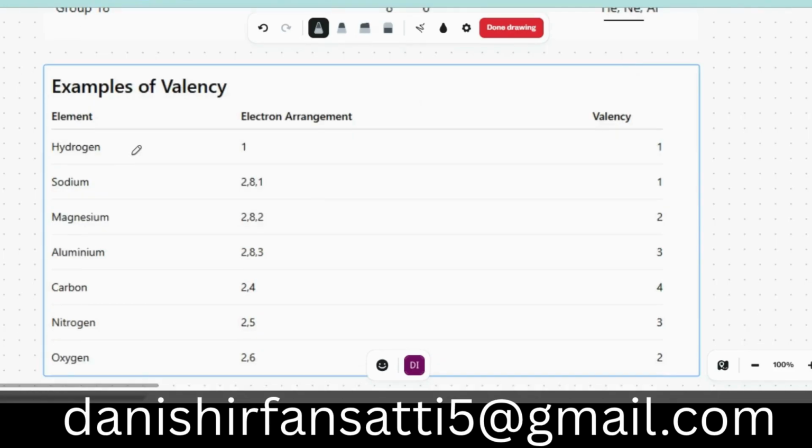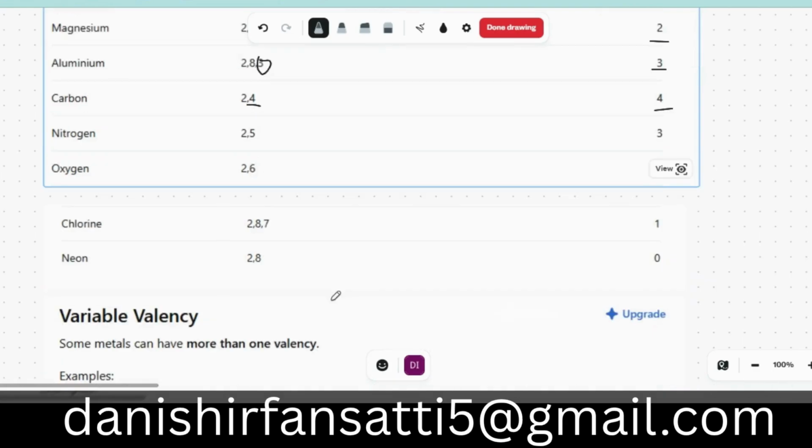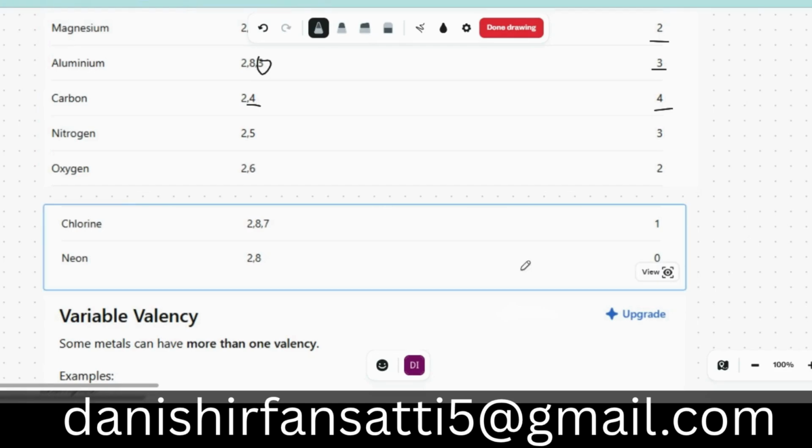Examples of valency: hydrogen has 1 outermost electron, so valency is 1. Sodium, 2, 8, 1: outermost electron is 1, so valency is 1. Magnesium, 2, 8, 2: valency is 2 because the outermost electrons are 2. Aluminum has 3, so valency is 3. Carbon has 4 outermost electrons, so valency is 4. After 4, it starts to decrease: from 4 to 3 for group 5, 2 for group 6, 1 for group 7, and 0 for group 8.